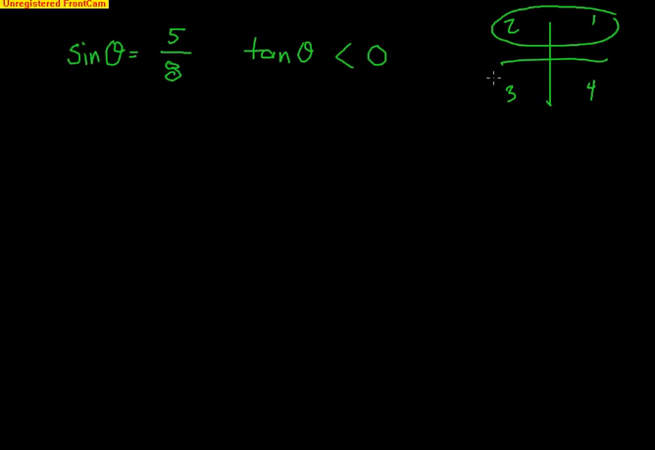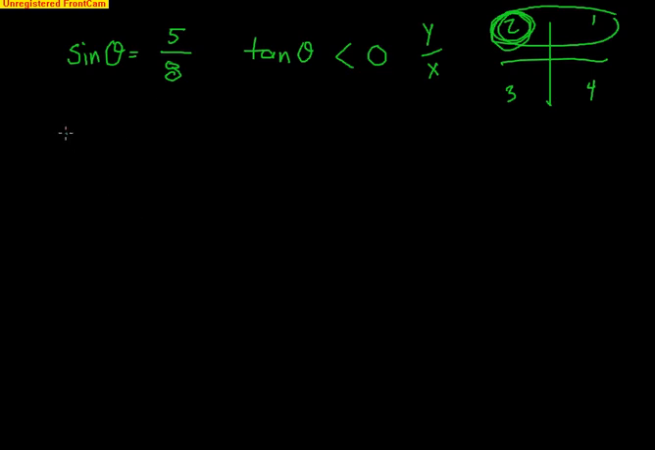Now, tangent being negative, tangent is a combination of y divided by x. So for tangent to be negative, I must be in quadrant 2, because in quadrant 2, y's are positive, which I knew because sine was positive. And the x has to be negative because y divided by x would have to be negative. If I was in quadrant 1, y and x would both be positive, and tangent would therefore be positive. But I'm clearly telling you that tangent's negative. So this kind of information is directing you to what quadrant you're in. Once I know what quadrant I'm in, I can think about positive and negative.